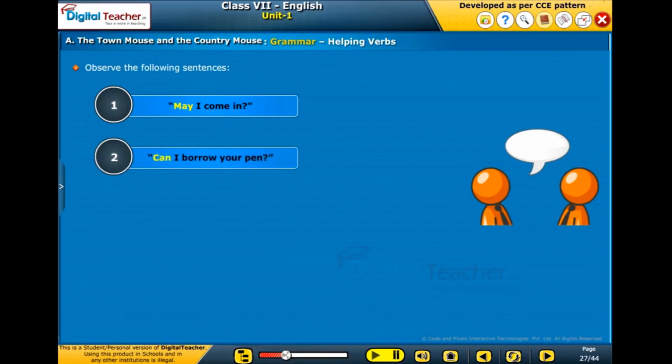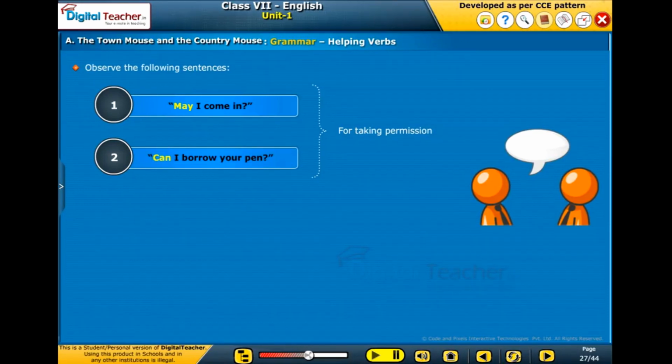Can I borrow your pen? These are the ways of seeking permission. In the first sentence, the helping verb may is used for seeking permission in a formal way to enter into the class. In the second sentence, the helping verb can is used to seek the permission in an informal way to borrow a pen from others.